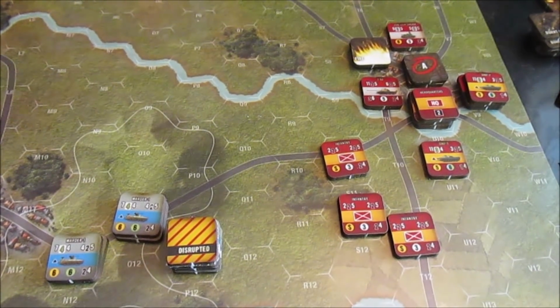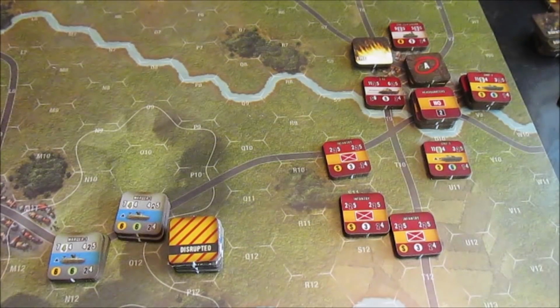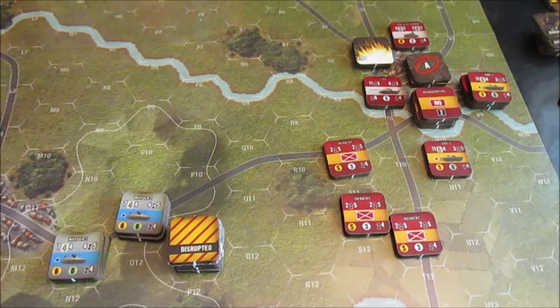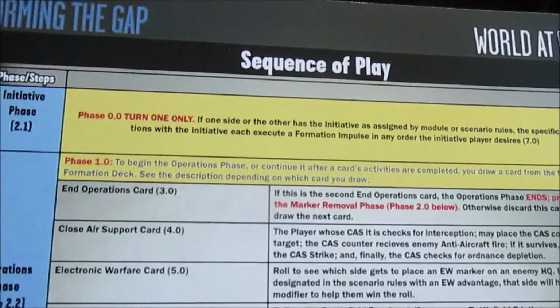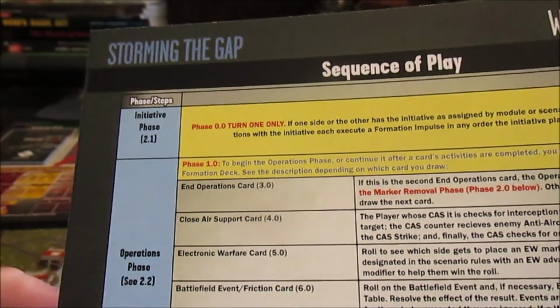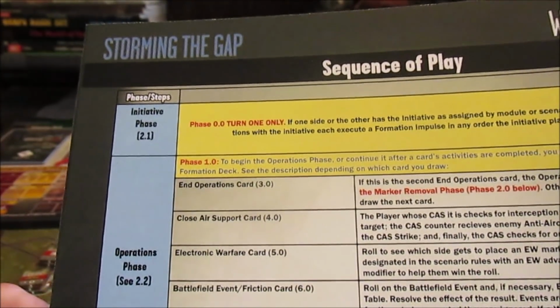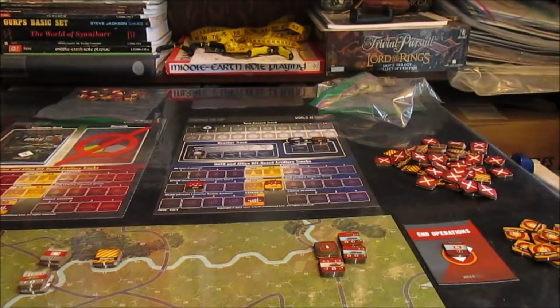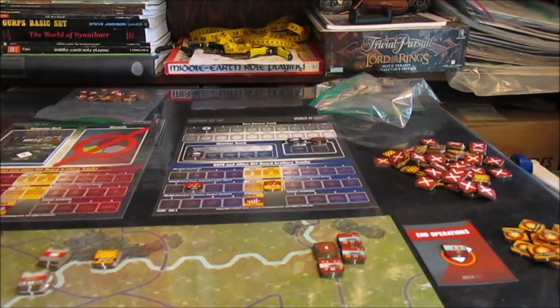Anyway, so let's go ahead and take a look. Let's do this procedurally. Take a look at the sequence of play chart. Initiative phase, we don't have an initiative phase. Ops phase begins, or continue it after last card activities. Draw a card from the top of the deck and see what it be.